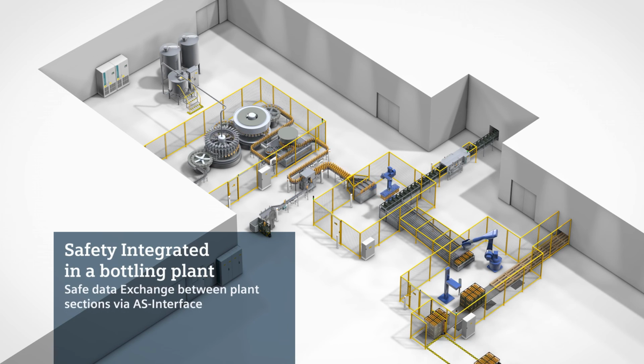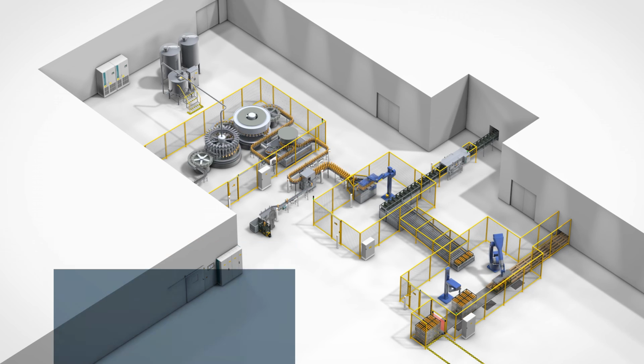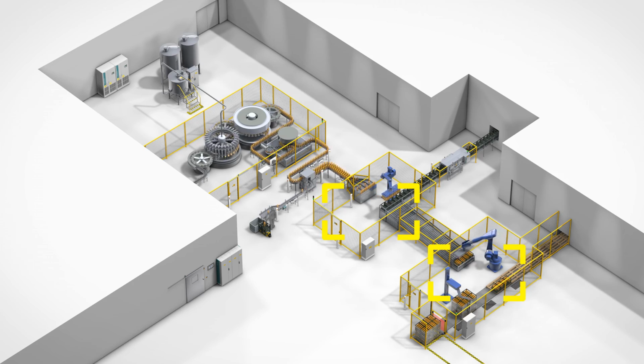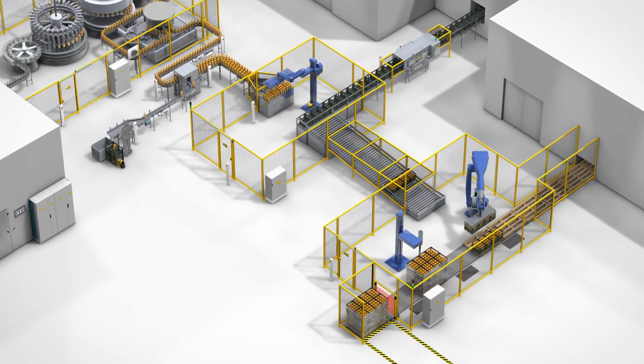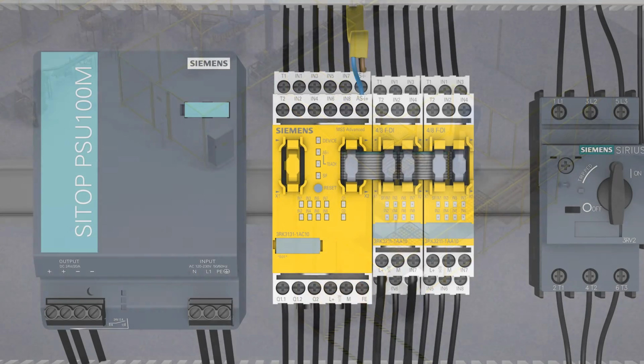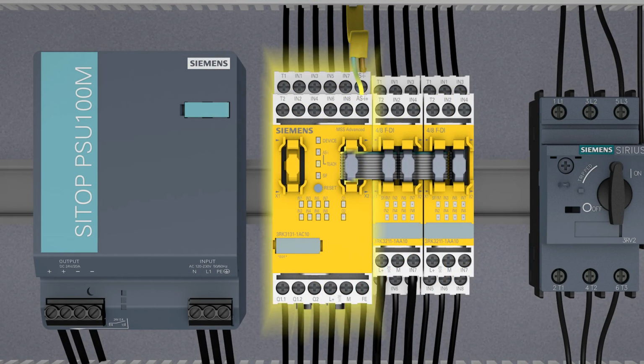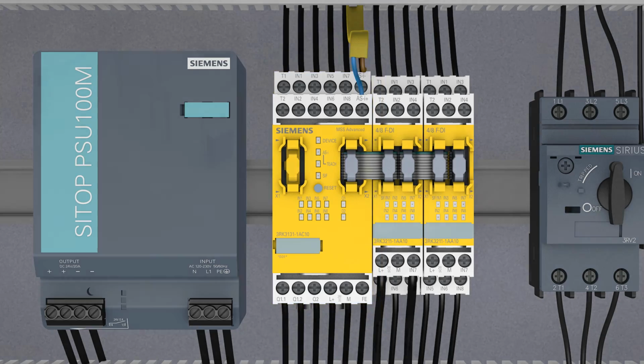In extensive bottling plants, sections of the plant are interconnected. To guarantee safety and productivity, these have to communicate with each other. One autonomous SIRIUS 3RK3 Modular Safety System, MSS, executes the safety functions in each of the safety cells, packaging and palletizing.